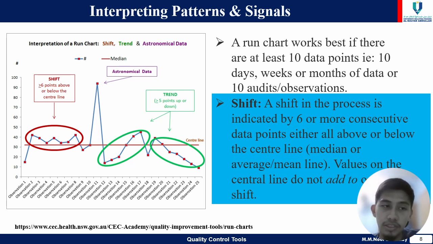What is a shift? A shift in the process is indicated by six or more consecutive data points either above or below the center line. There is the median or average, the mean line.